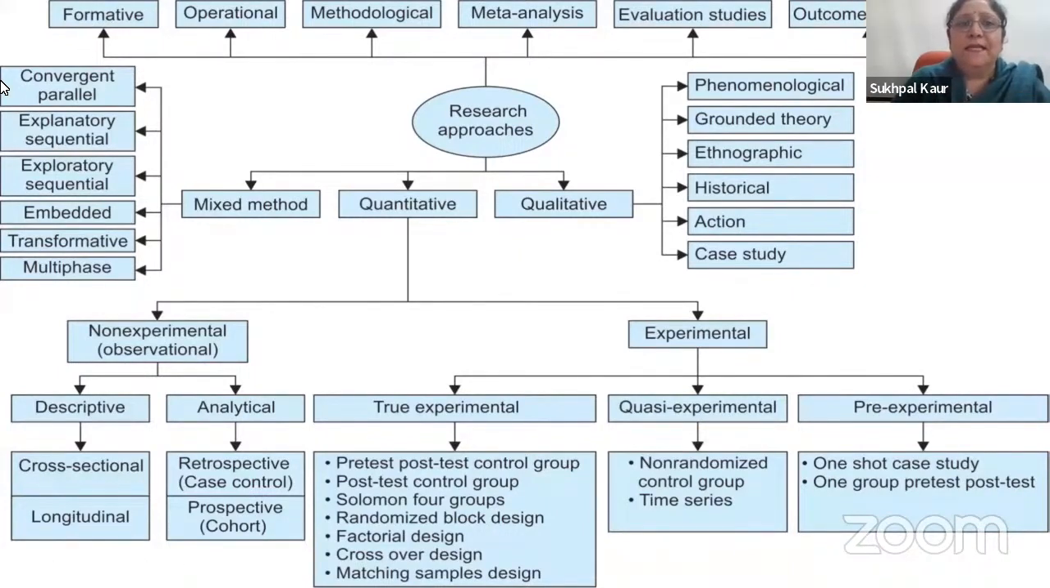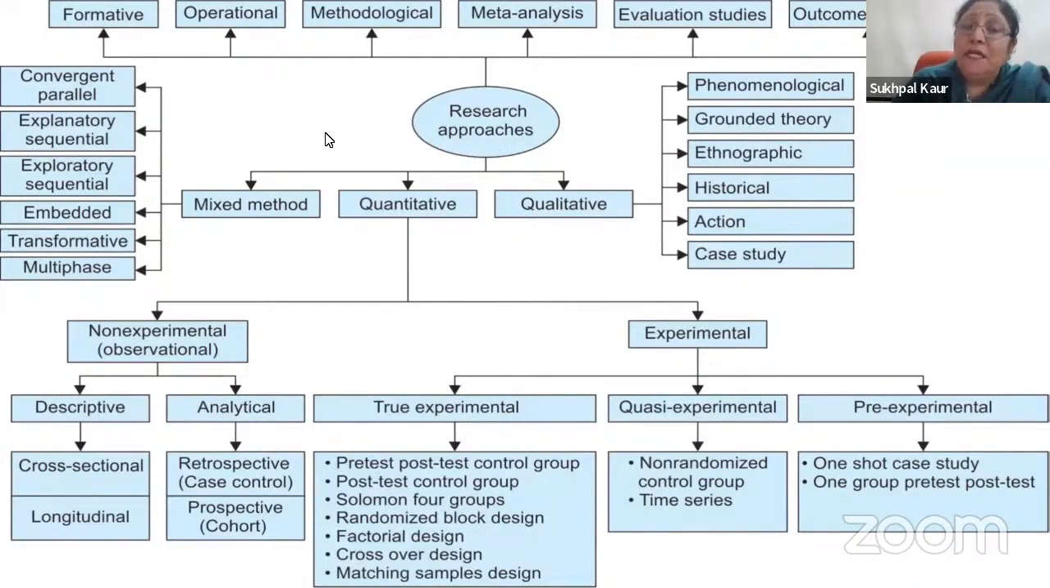There are certain designs which do not come under any of the headings of mixed method, quantitative or qualitative. They are considered under other types of research designs, which include the formative type of research design, operational, methodological, meta-analysis, evaluation studies, and the outcome research.